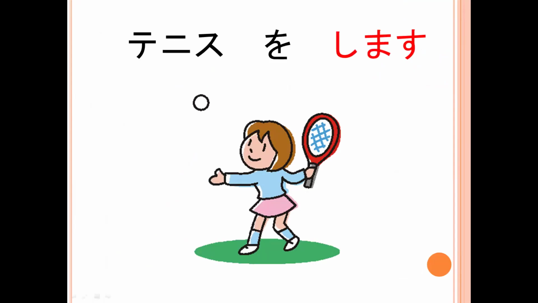Tennis is an English word. The word tennis is changed according to the Japanese pronunciation, and that is why it was written in katakana. Those people who have studied the katakana will be able to read it. Tennis o shimasu. Shimasu is an action. So if she is playing, we can say tennis o shimasu, which means she is playing tennis.